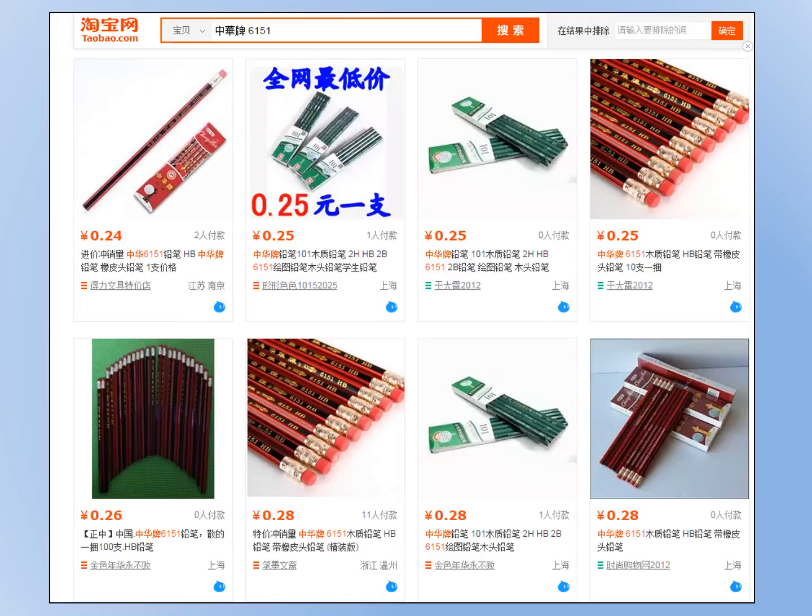So it's a very interesting case. You have all these sellers selling similar products. What happens in this market?